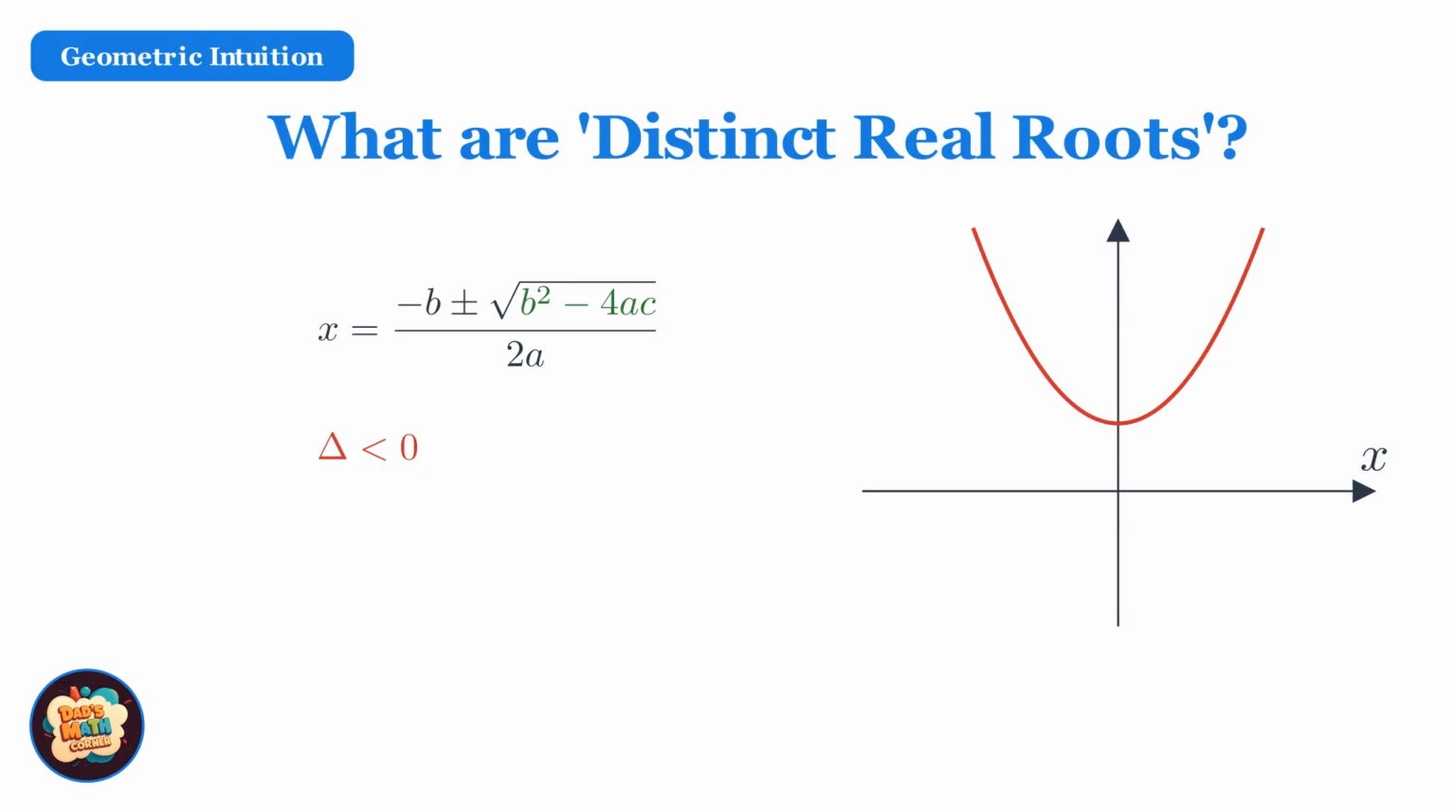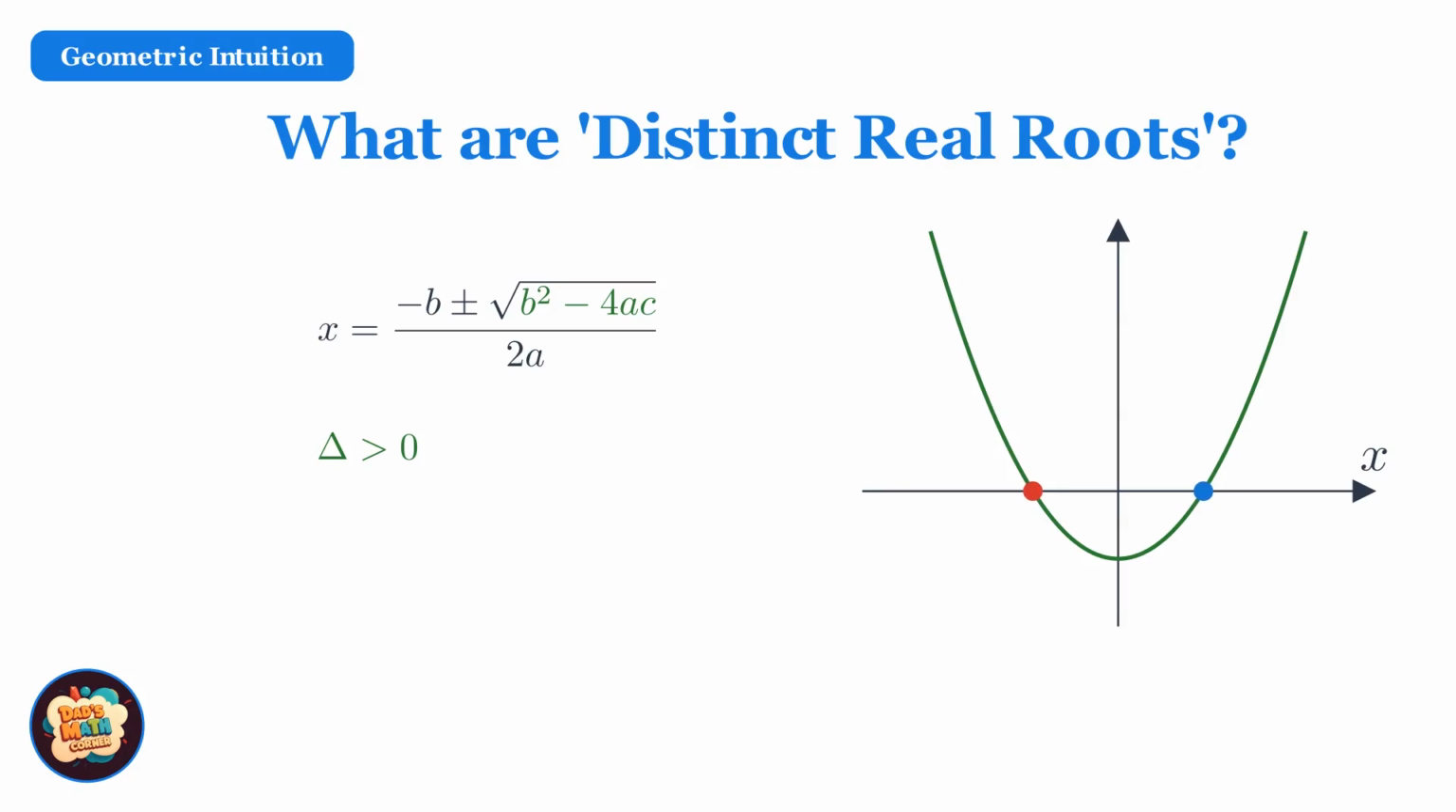Let's see this in action. When the discriminant is negative, the square root breaks, and our parabola floats above the axis. No real roots. When delta is exactly 0, the plus-minus does nothing, so it touches the axis exactly once. But if delta is strictly positive, the square root works. The plus and minus gives us two distinct paths, crossing the axis twice.